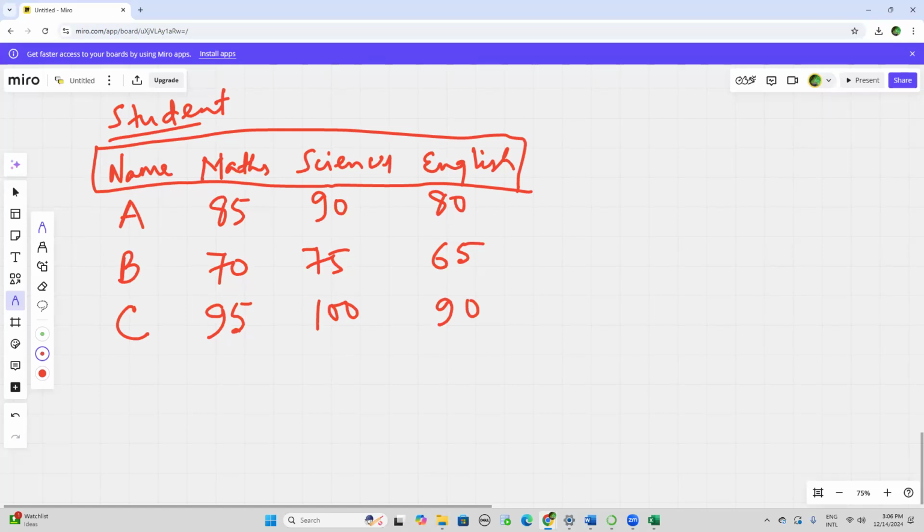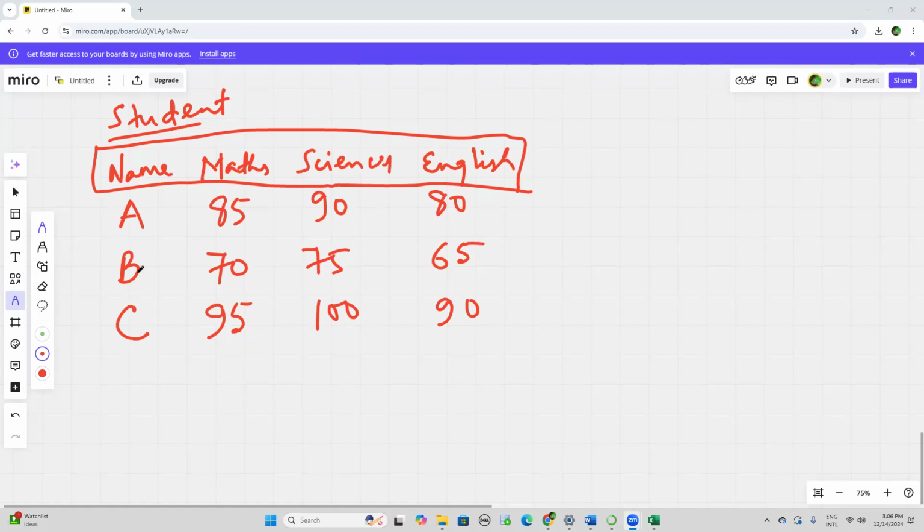Just give me 1 minute. So these are the columns. Name is a column, maths is a column, science is a column, English is a column. Okay. And these are the rows, like A 85, 90. This is one row. B 70, 75, 65. This is another row. Like in a typical SQL table, we store data in this format, right? You all know that's correct.